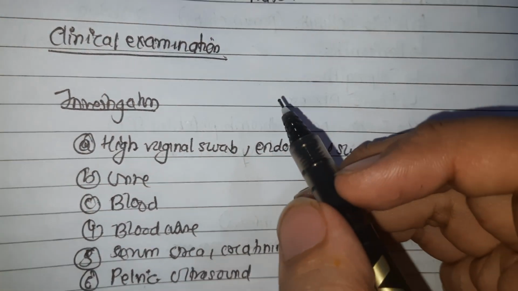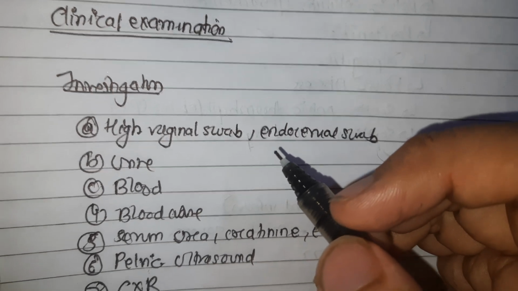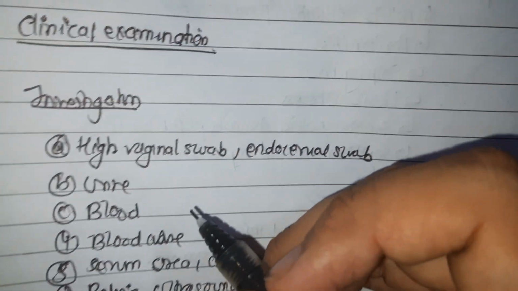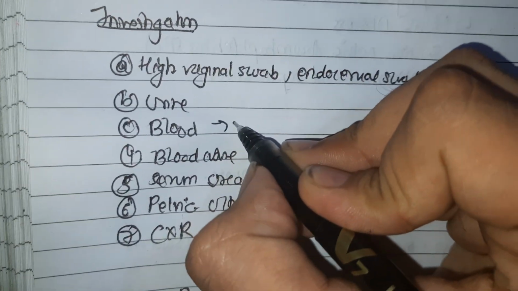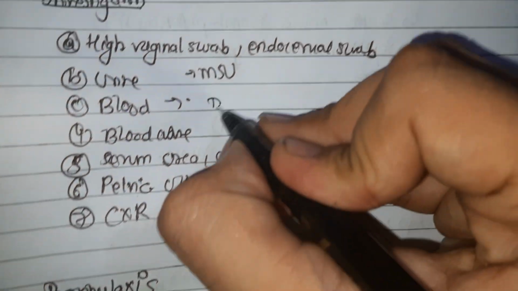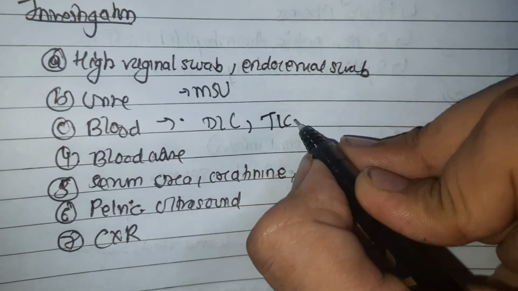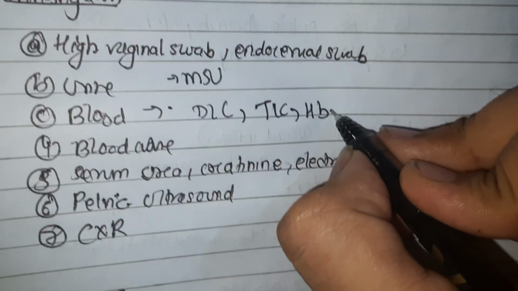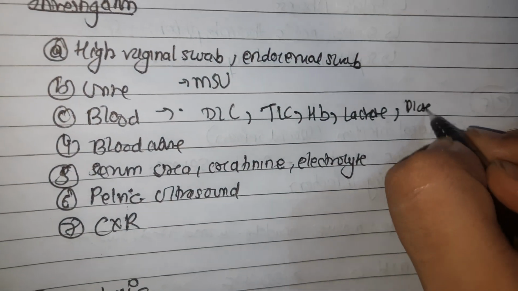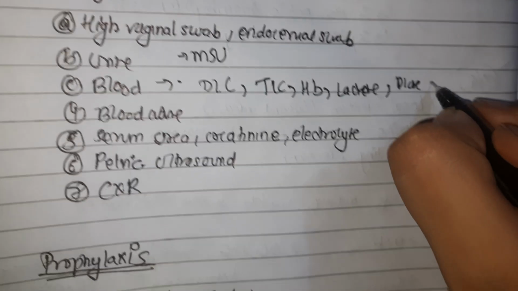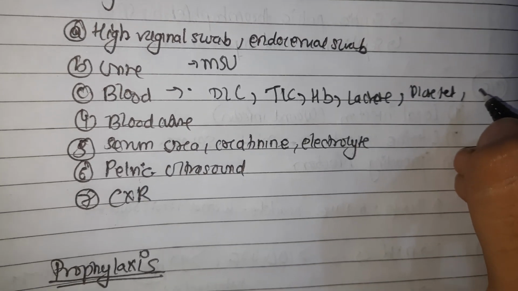The clean catch midstream urine for the analysis and culture, including sensitivity test, should be done. The blood for total and differential leukocyte count, the hemoglobin estimation and the lactate measurement should be done. And low platelet count may indicate septicemia or DIC. And the thick blood film should be examined for malarial parasite.